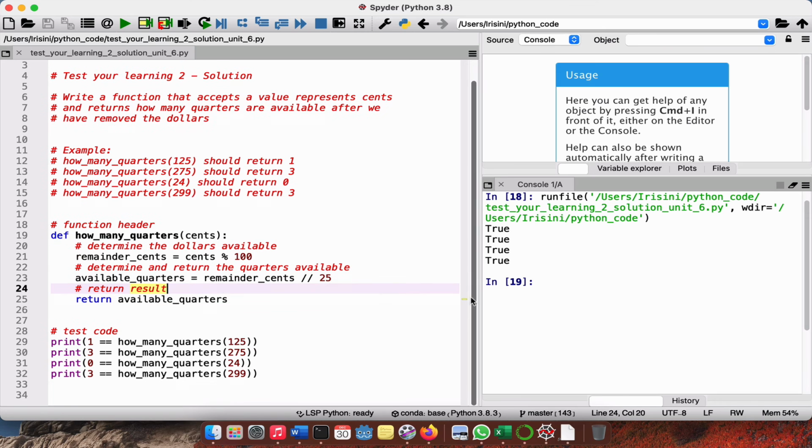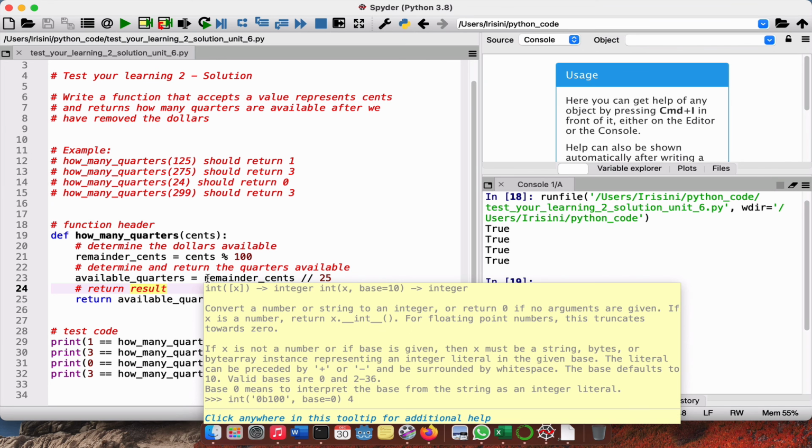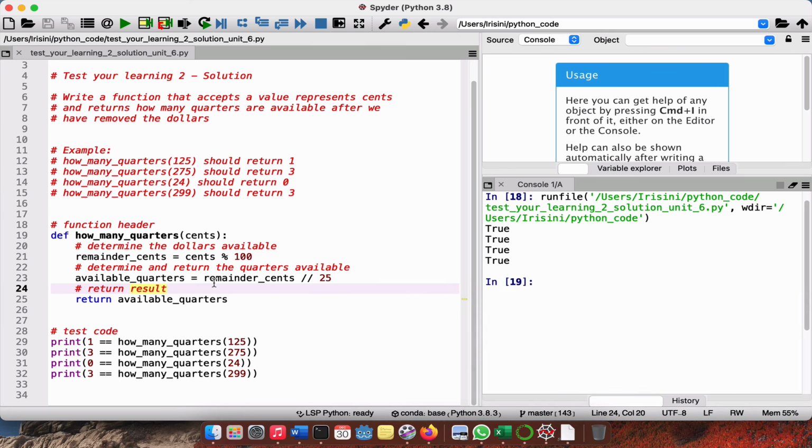So once again, step 1, get rid of the dollar bills, and then based on the remaining cents, see how many quarters we can get from that. And that's what we return as the result. Okay, great. So that brings us to the end of Test Your Learning 2.